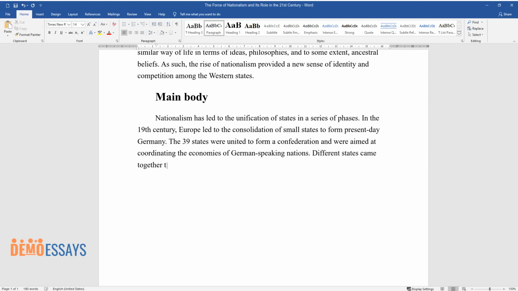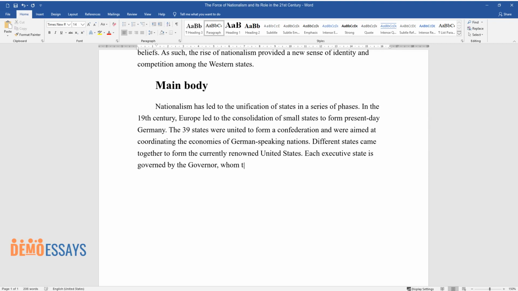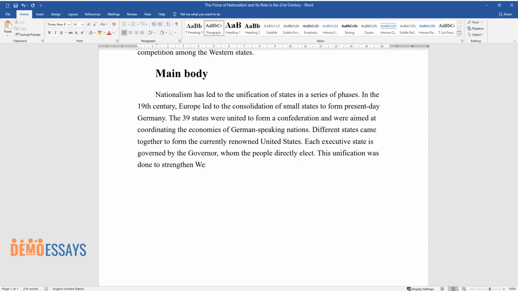Different states came together to form the currently renowned United States. Each executive state is governed by the governor, whom the people directly elect. This unification was done to strengthen Western countries' economic and political dominance.